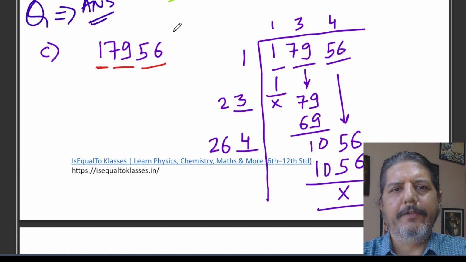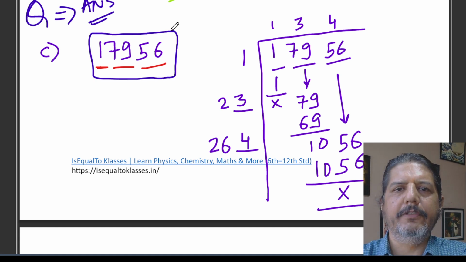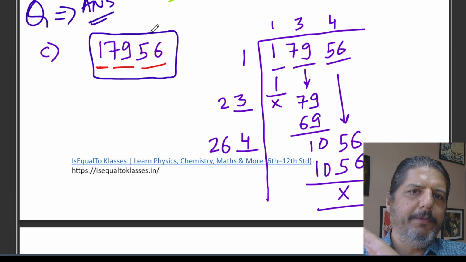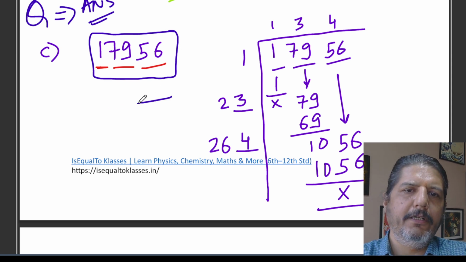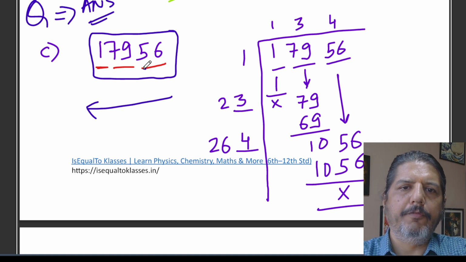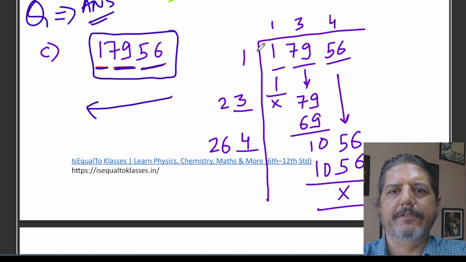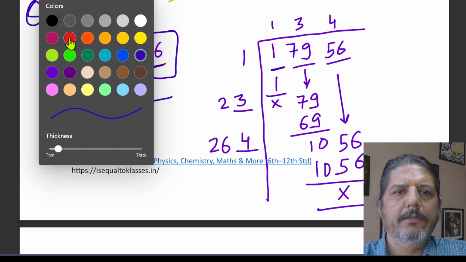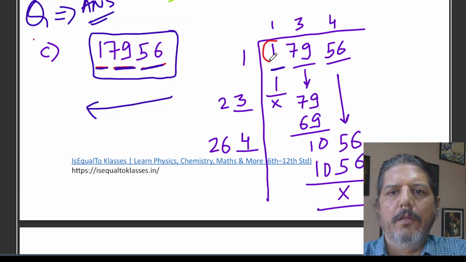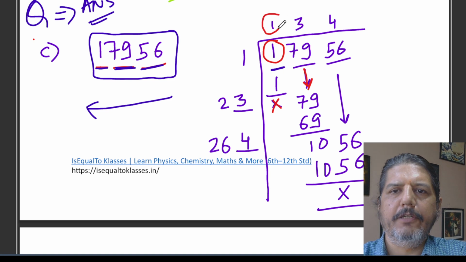So let's take a 5-digit number 17956. The first thing is to make the pairs. The pairs have to be made from the right to the left. So 56 is the first pair, then I have 79, then I have 1. So the first number is 1. I just have to focus on 1. 1 one is 1. I take 79 down. Then this is the quotient which I focus on.